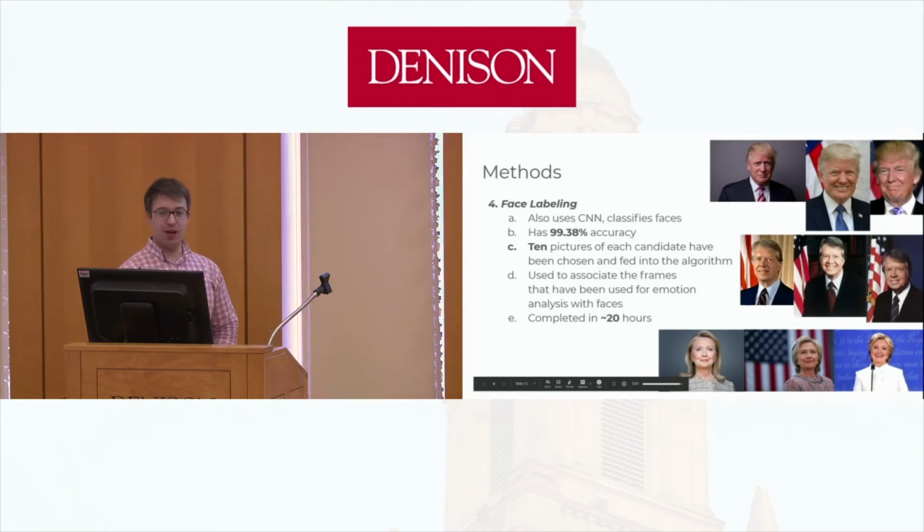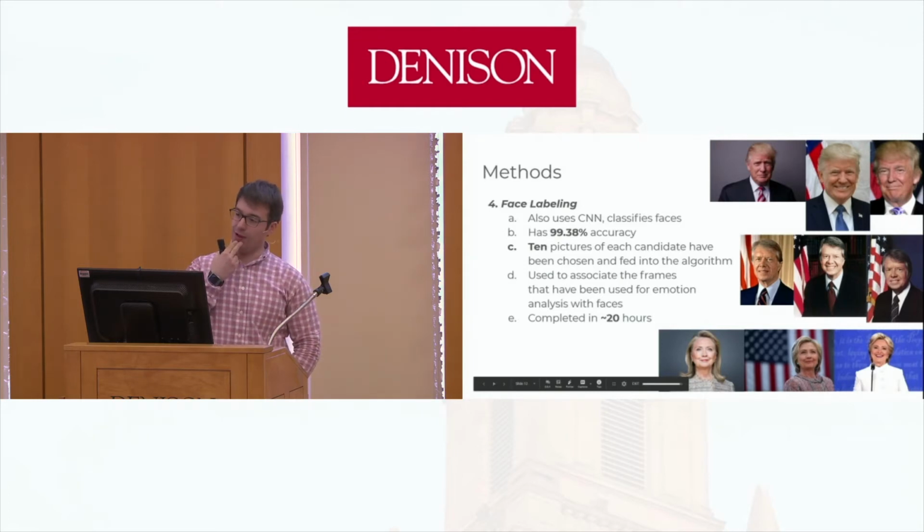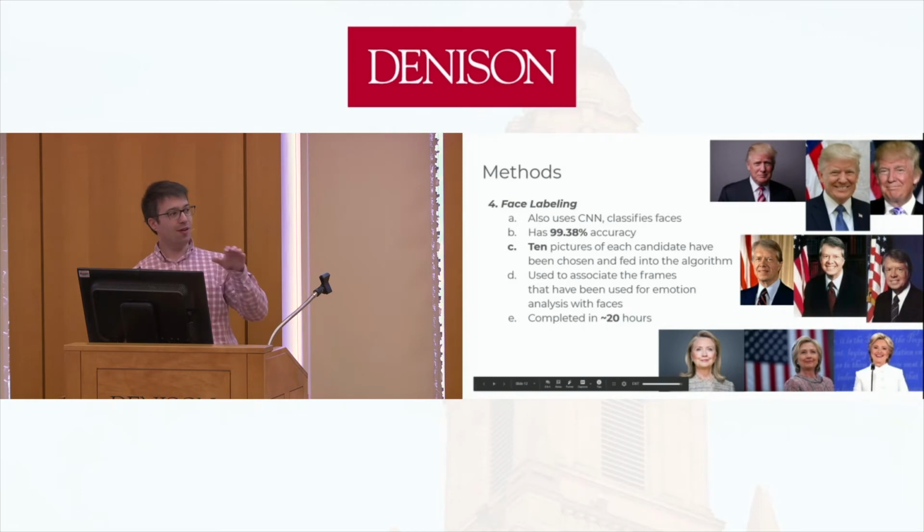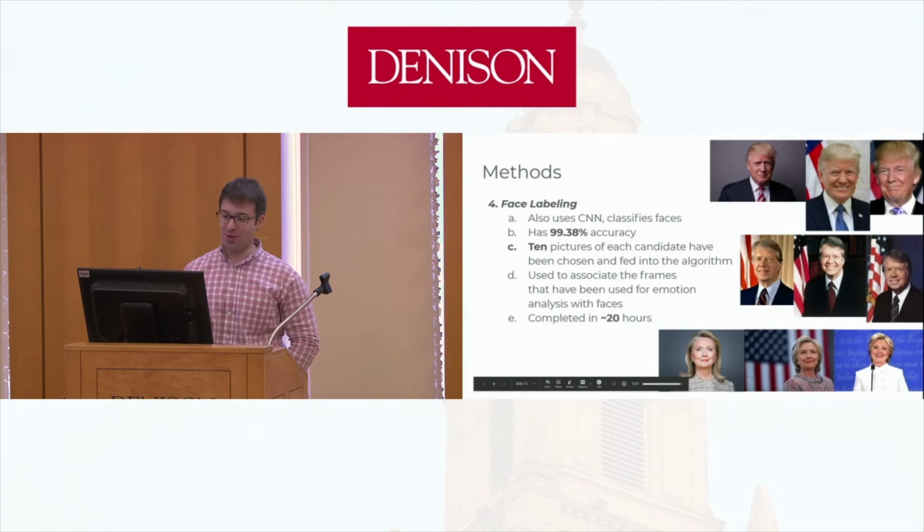So, some side algorithms: I had to do face labeling. Again, I used a CNN. This has very high accuracy, over 99%. I used 10 facial pictures of each candidate from different angles, frontal and from the sides. I fed those 10 pictures into my algorithm, extracted the faces from the video, and compared them to the faces I had extracted. Based on a max voting principle, I decided which face belongs to which person. This is, again, another 20 hours. Of course, you can run things simultaneously, which I did. So when you sum everything up, it's not a huge thing to run.